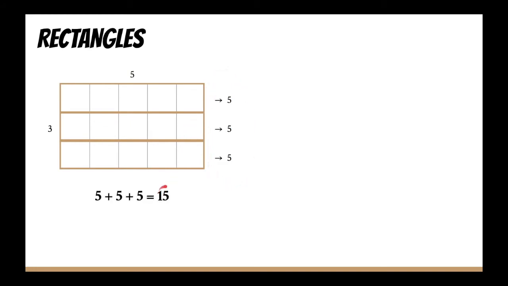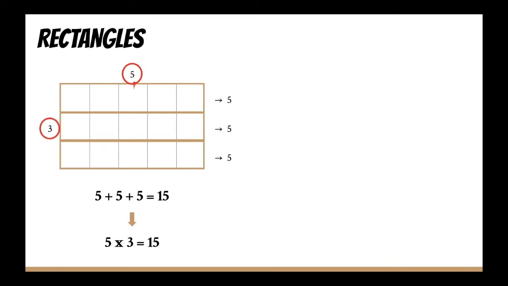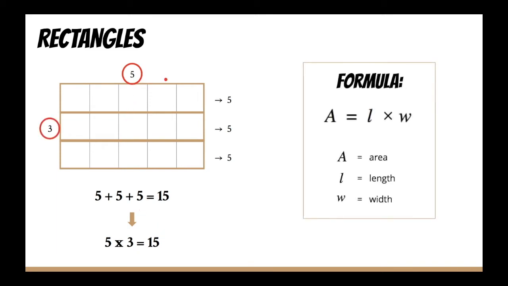As you may remember, repeated addition is the same as multiplication. If we take 5, which is the number of squares in each of the rows, and multiply it by 3, the number of rows, we get the same answer, 15. It turns out that whatever numbers we use, multiplying the length by the width will always give you the area of the rectangle. Therefore, the area formula for a rectangle is A equals L times W, where A represents area, L represents the length, and W represents the width.